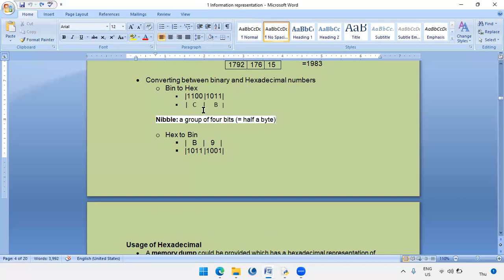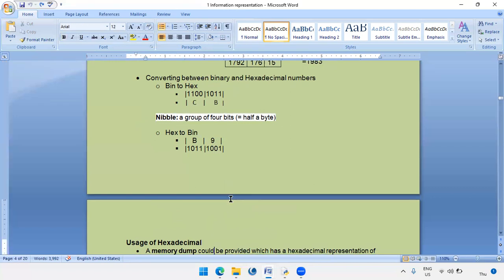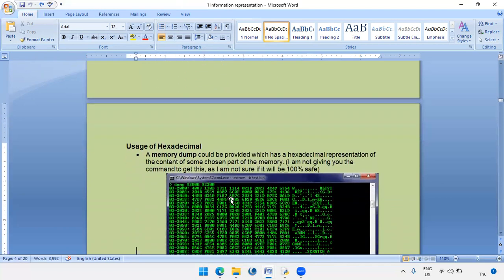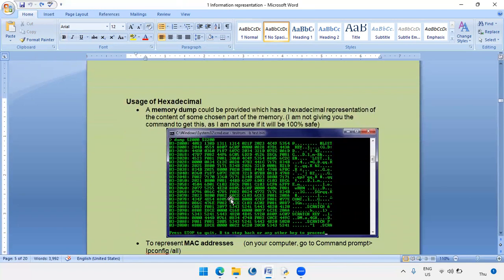You don't say bits in hexadecimal. The C is not a bit, B is not a bit, they are digits. A bit is a binary digit. So only for binary can you use the word bit. Then what do you use hexadecimal for?